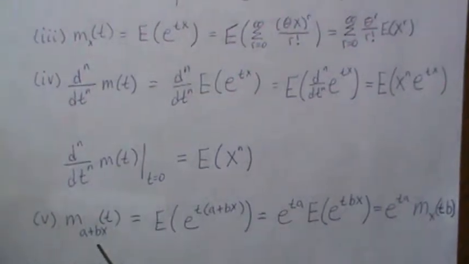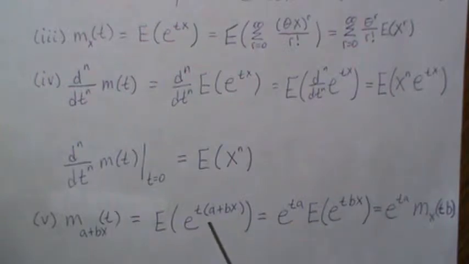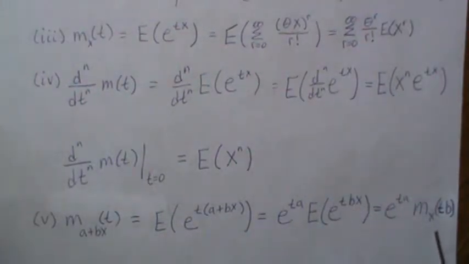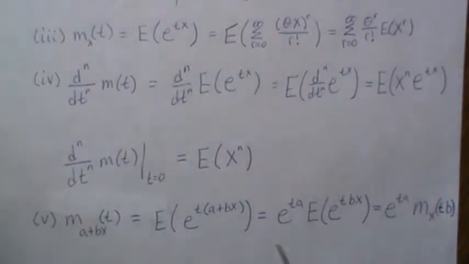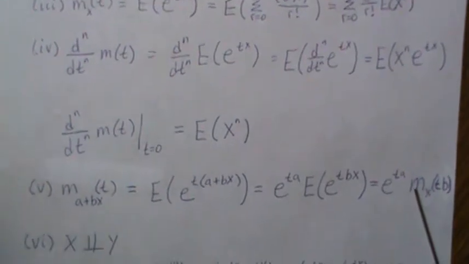A linear combination of x is this, and then you can take out the constant piece and you're left with this, but this is just the moment generating function of x evaluated at tb. And so we're going to make use of that in our example.